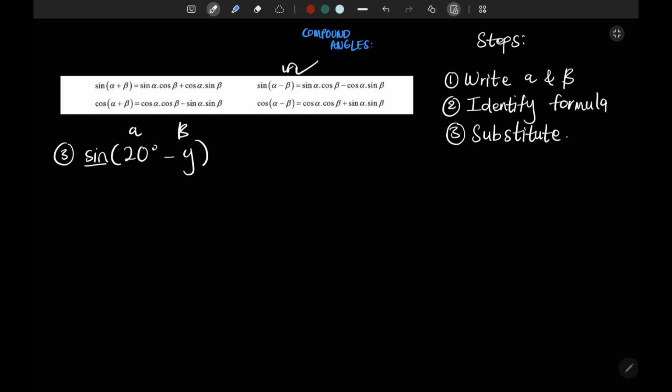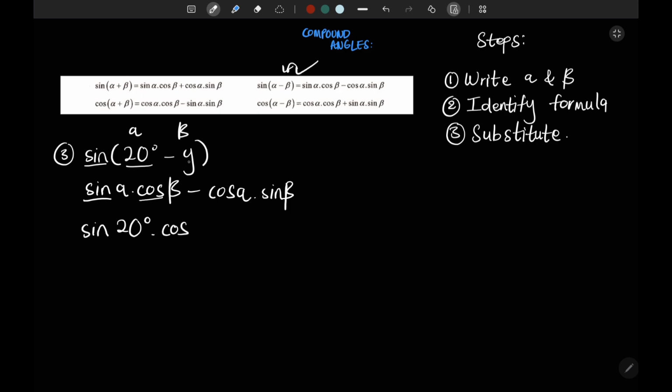Let's move to step 3, substitute. We have sine alpha, what is our alpha? 20 degrees. Times cos beta, what is your beta? Y. Do not include the sign, which is negative y. Your beta is y. Minus cos alpha, what is your alpha? 20 degrees. Times sine beta. What is your beta? Y. And that is how we solve this.